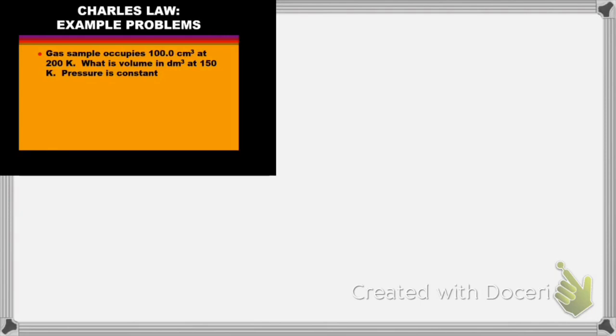So let's look at our first problem. All right, so they are telling us that pressure is constant, and they are saying nothing about the amount of gas changing. So we know that with those two conditions holding, we can use Charles' law. So we're going to write V1 over T1 will equal V2 over T2.